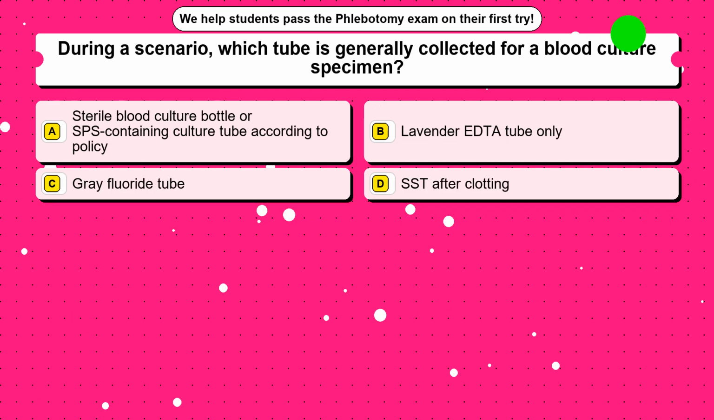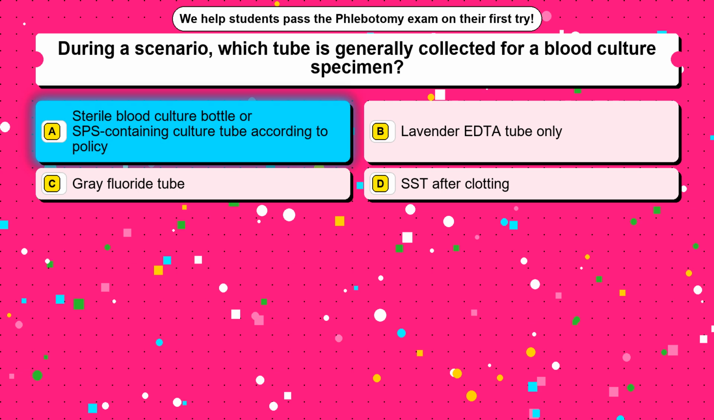Question 32. During a scenario, which tube is generally collected for a blood culture specimen? Option A, sterile blood culture bottle or SPS-containing culture tube according to policy. Option B, lavender EDTA tube only. Option C, gray fluoride tube. Option D, SST after clotting. The correct answer is option A.